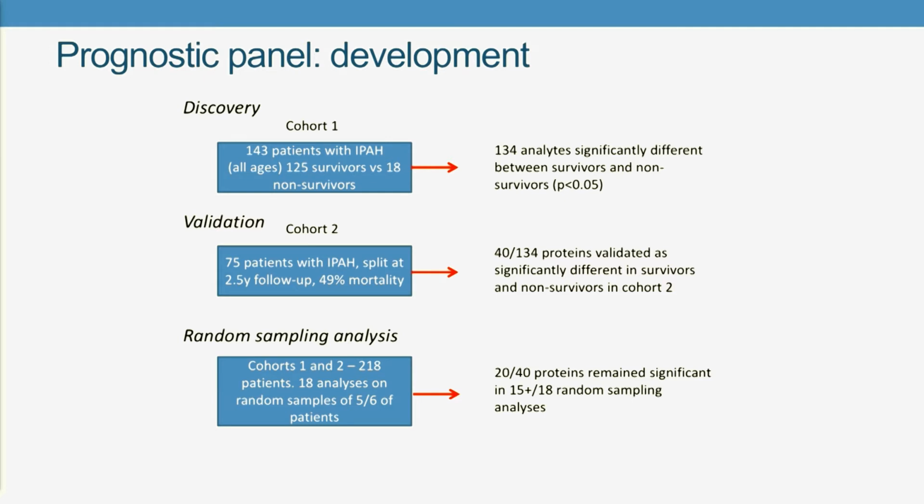And then we went on to validate 40 of those in the validation cohort, which was split at the point where mortality was close to 50% to maximize our power. Now, to make sure this was statistically robust, we did some reanalysis. We did random sampling analysis. So we picked 5/6 of the patients 18 times to see whether the prognostic ability of these proteins was robust to just removing some of the patients, to make sure the results weren't being skewed by a small number of patients. And after repeating this analysis 18 times, we were able to narrow it down to 20 proteins that were really robust in being able to predict survival in our patients.